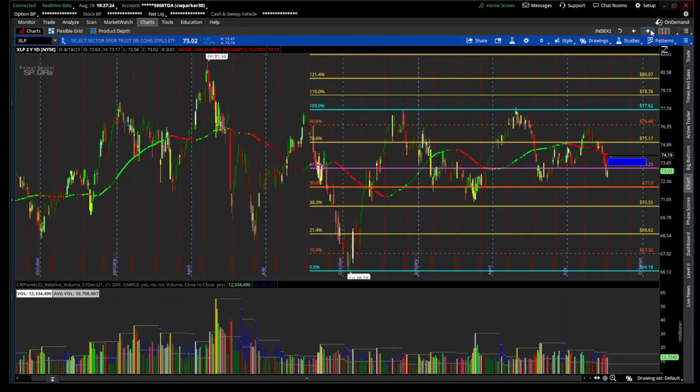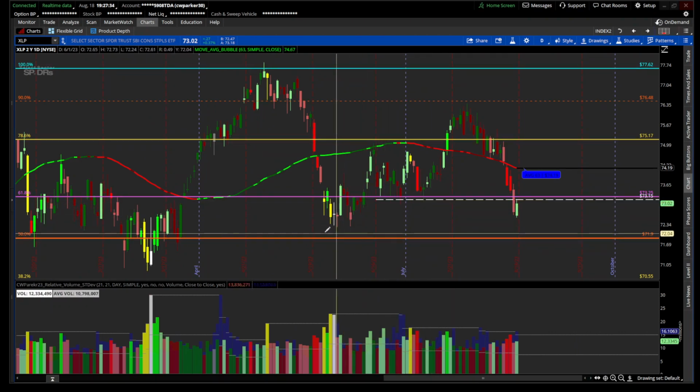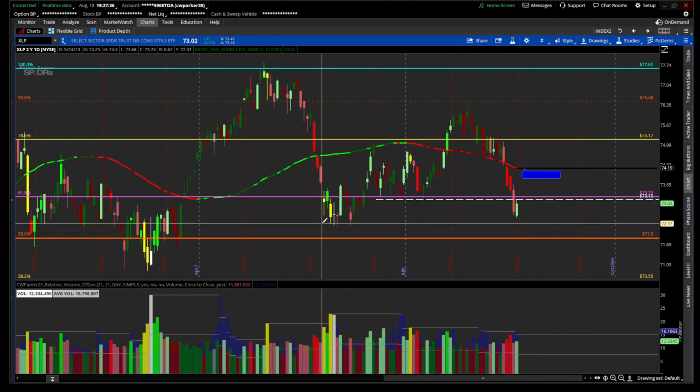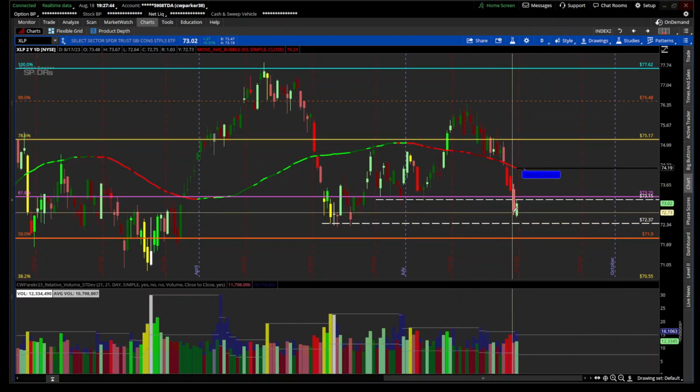XLP is consumer staples. It's well below it, and I would look for it breaking below these lows right there. So it may come back in and retest these lows right here before it decides, depending on what the Fed says Monday or in September.